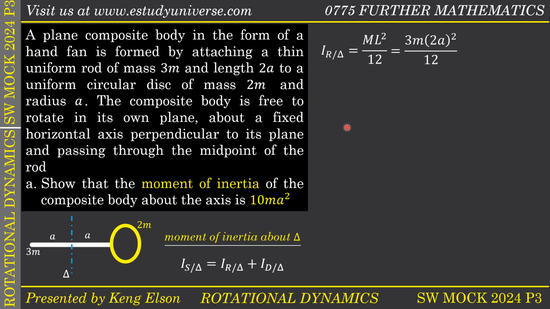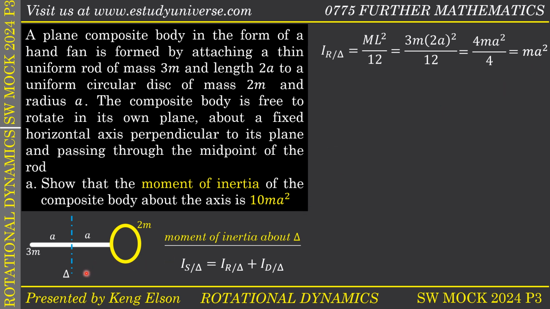Okay, so we need to replace the mass of the rod with 3m and we replace the length of the rod with 2a. When we simplify, we get 3m on 12 is just m on 4, and then we have to square 2a to get 4a squared. So 4ma squared in the numerator divided by 4, since 3 on 12 is 1 on 4. The 4 cancels and we get that the moment of inertia of the rod about the axis passing through the center and perpendicular to it is ma squared.